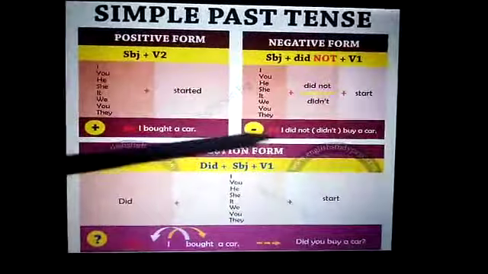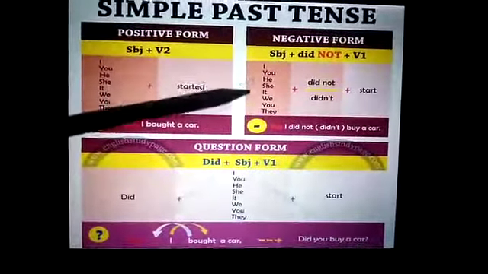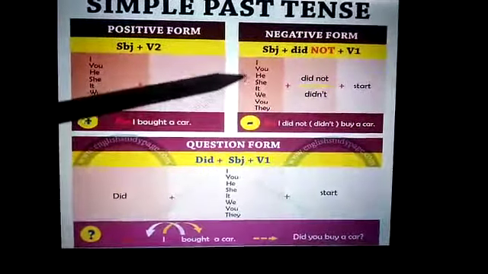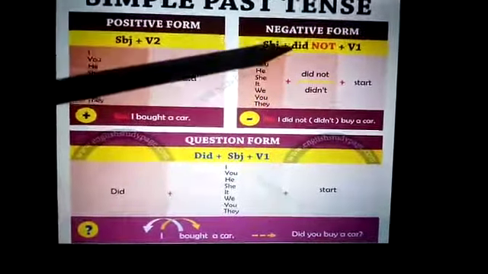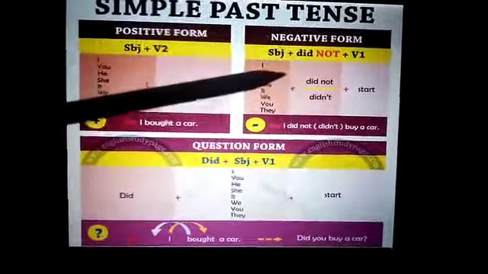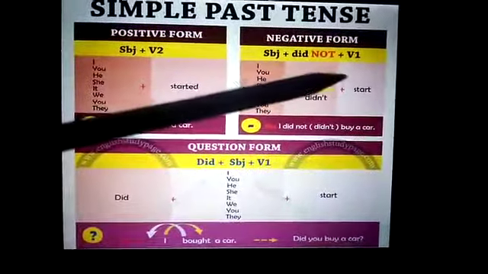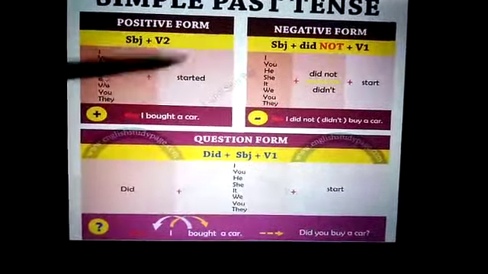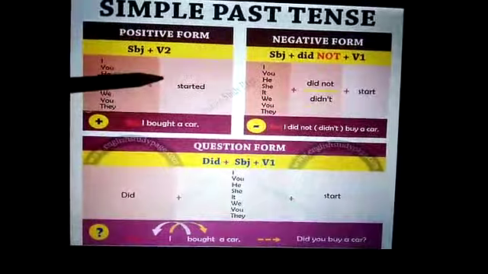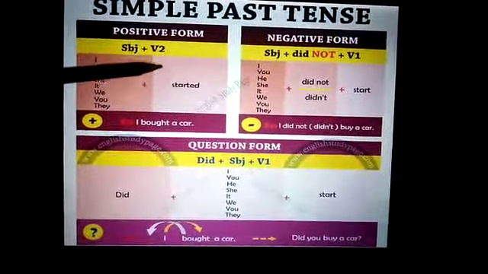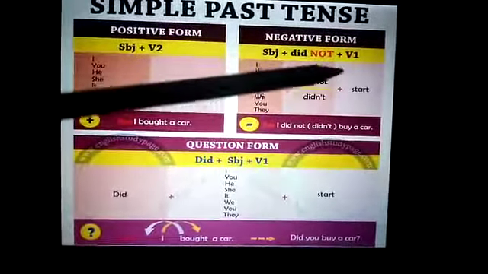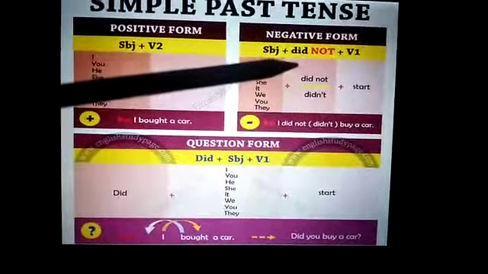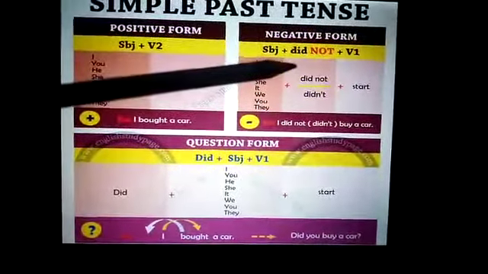Whereas in negative sentences of simple past tense, with any form of subject, we use the negative word didn't or did not with the first form of verb. Remember, in positive sentences of simple past tense, we use the second form of verb, whereas in negative form of simple past tense, we use the first form of verb with the negative word didn't.